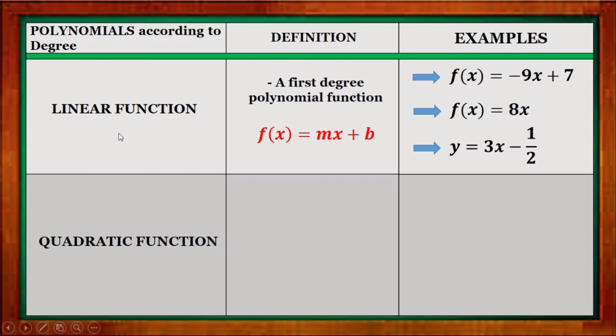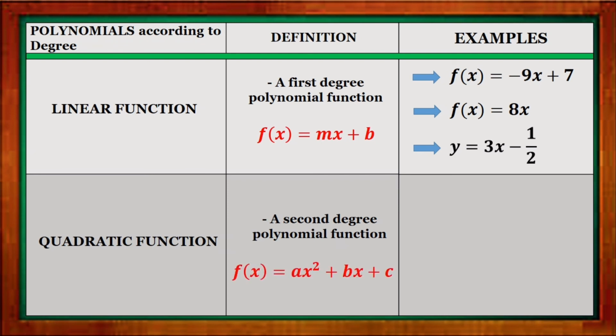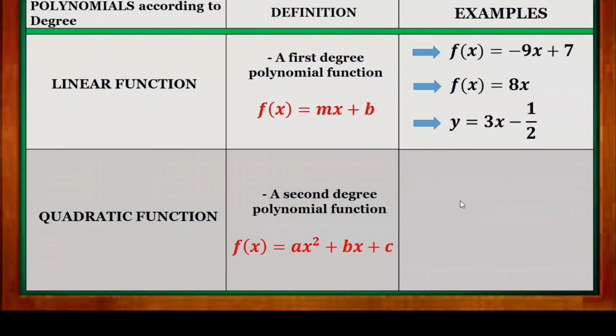So after we discuss what is a linear function, let us now proceed with quadratic function. And a quadratic function is defined by a second degree polynomial function. So if in linear function its highest degree or exponent is 1, in quadratic function naman, the highest degree is 2. And it can be defined as this one. F of x equals ax squared plus bx plus c. So here are some examples of quadratic function.